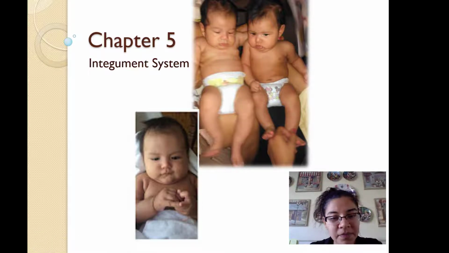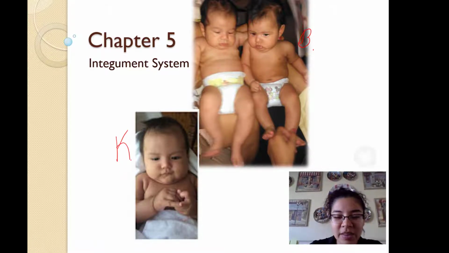integument system. As my introductory slide, I have my daughters, Brenda Sophia here, and then my little Karina here. Of course, showing skin. They're babies, so that's allowed.